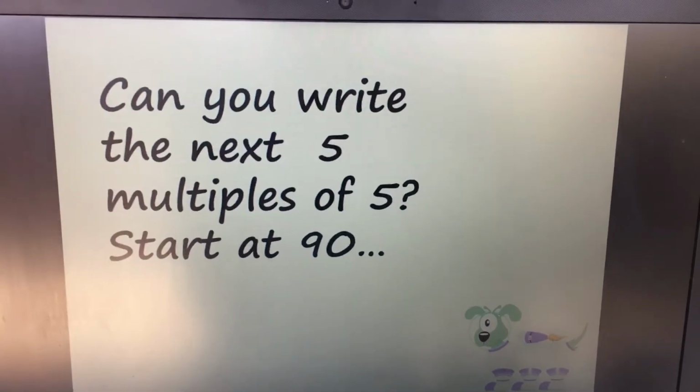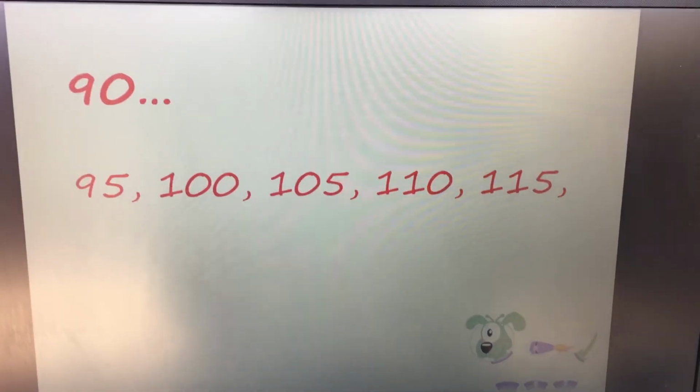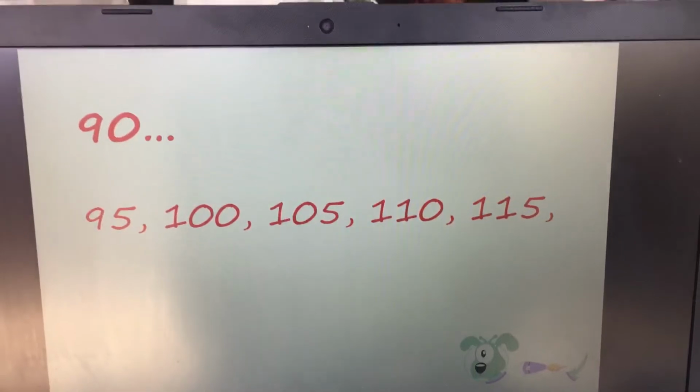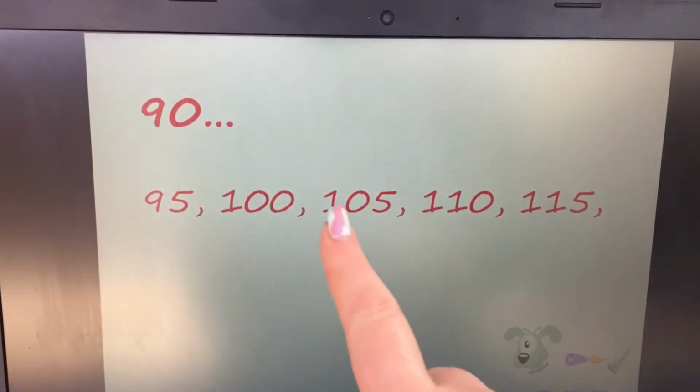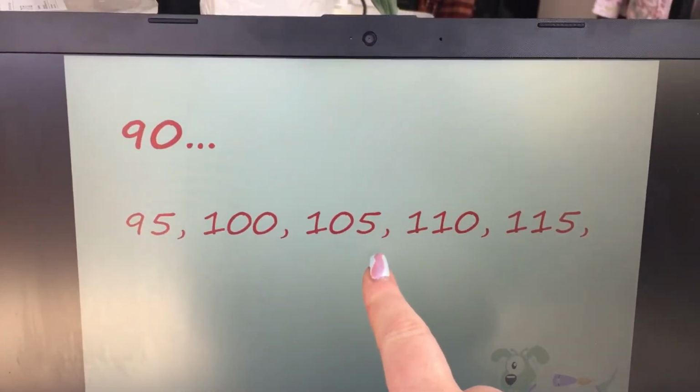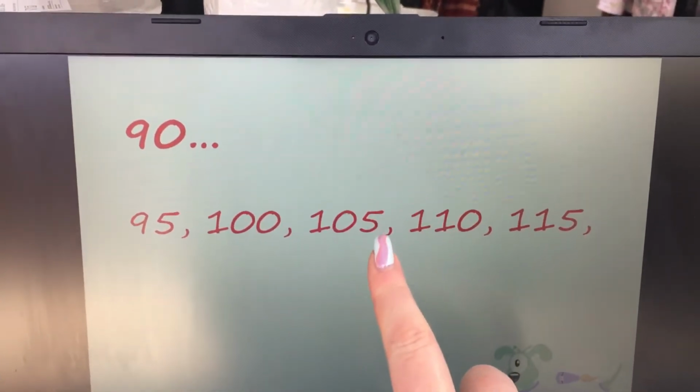Okay, did you get 95, 100, 105, 110 and 115? Remember to watch how you write 105. Make sure your 0 is in the middle, not at the end.